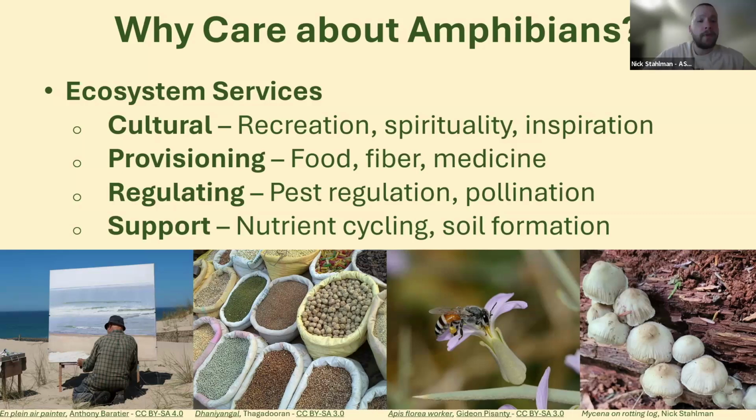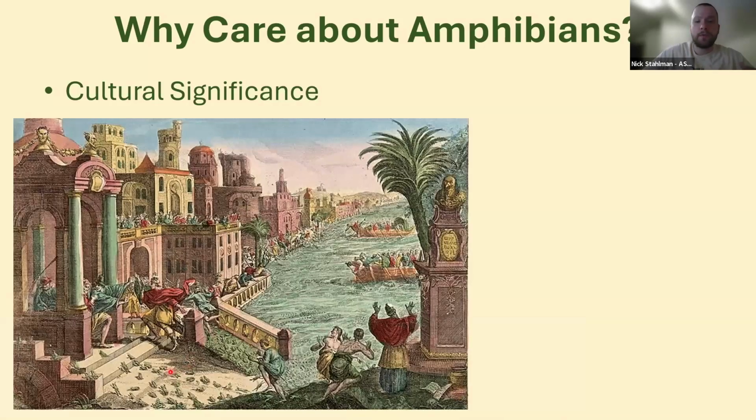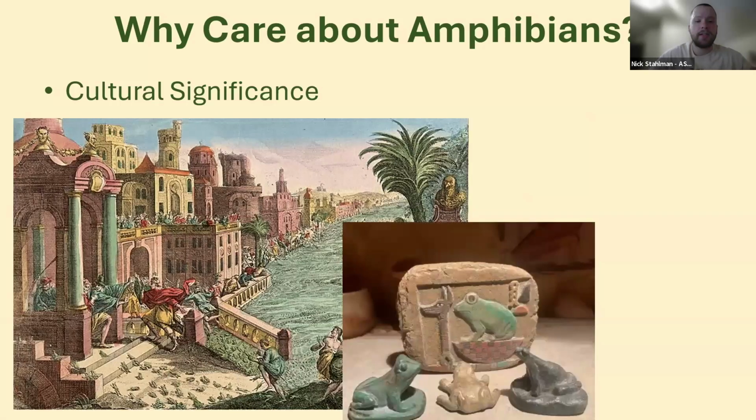And so when it comes to amphibians, they have a vital part in each of these. For cultural significance, there's historical significance. The second plague of Egypt was frogs. The Egyptian goddess Hecate is depicted as a frog-headed woman or just a frog and represented fertility and birth and rebirth, which probably ties into the metamorphosis and large scale at which frogs and tadpoles will emerge.